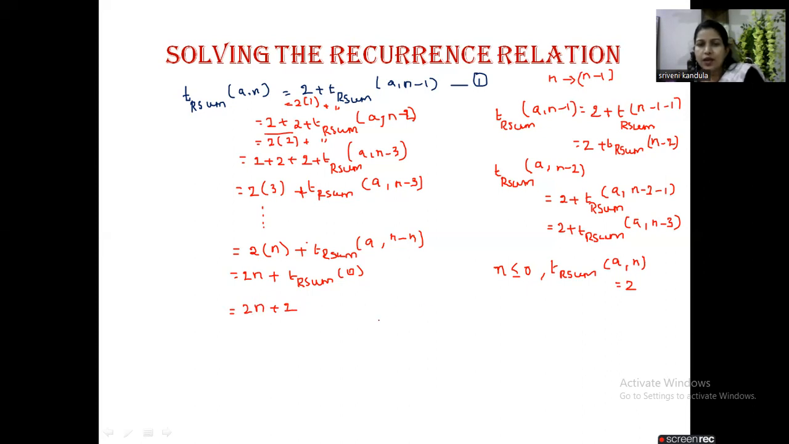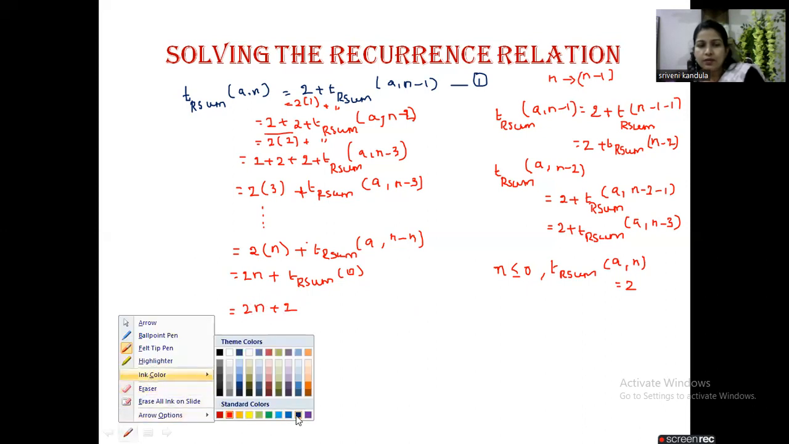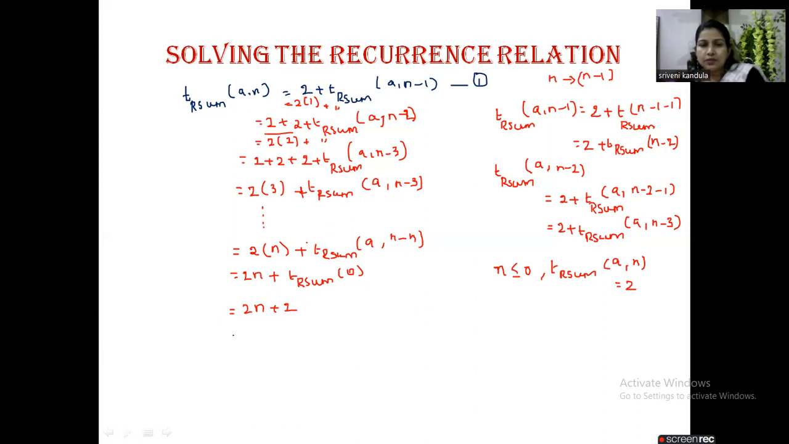So finally, what I can conclude? So the total number of steps for this recursive method is: T_rsum(a, n) is 2 whenever my n value is less than or equal to 0. Otherwise, it is 2n plus 2 when my n value is greater than 0.